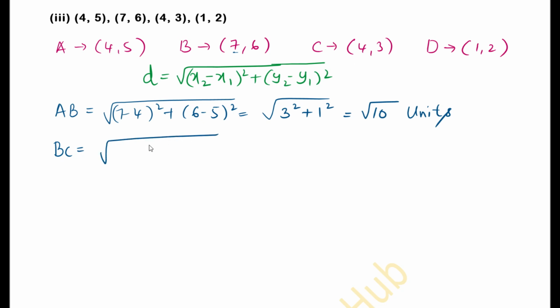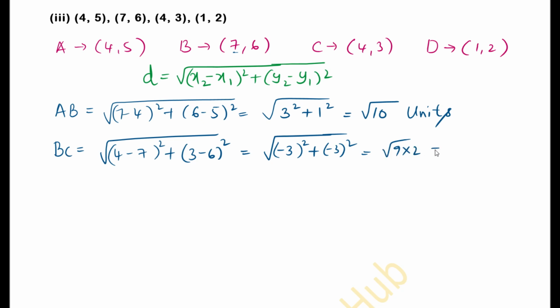What is BC? BC equals square root of 4 minus 7 whole square plus 3 minus 6 the whole square. What is 4 minus 7? 4 minus 7 is minus 3 square plus 3 minus 6 is minus 3 whole square. What you get? 3 square is 9 and 3 square is 9. 9 plus 9 is root 18. Root 18 can be written as root of 9 into 2, which is equal to 3 root 2 units.